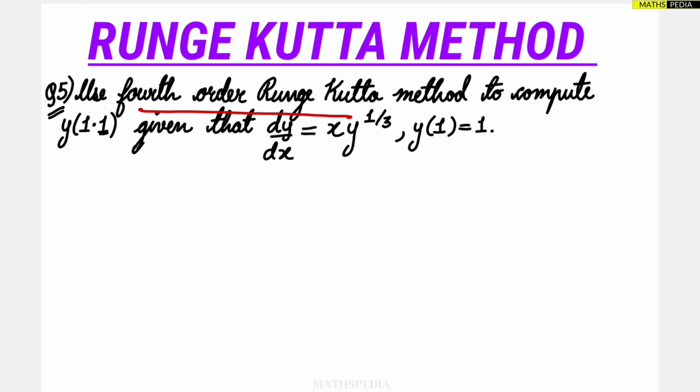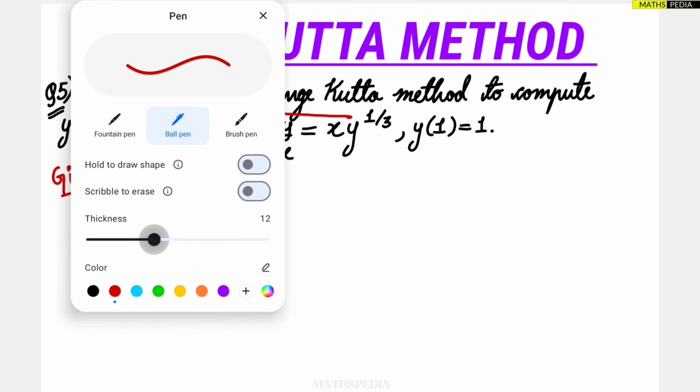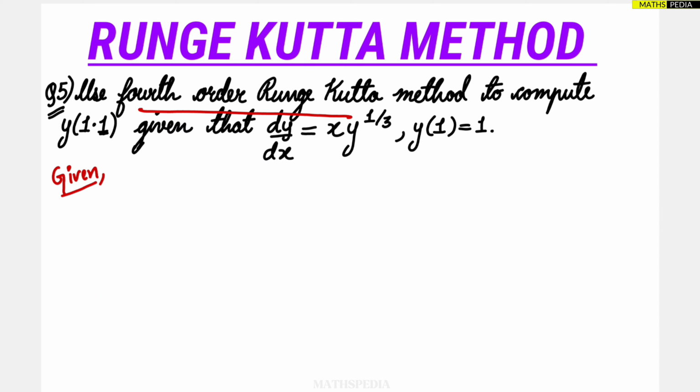Okay, but in the formula we require h. We will see how to calculate h. Now here, whatever given things is that we have to note it down. So here given dy by dx is always considered as a function of x and y. So x comma y function is treated as dy by dx. So in this, dy by dx is equal to what? X into y power 1 by 3.